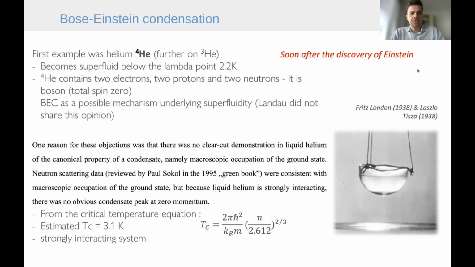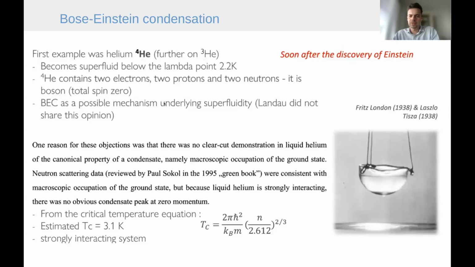The first example provided in experiments of Bose-Einstein condensation was helium, superfluid helium-4, and later also superfluid helium-3. Superfluid helium-4 becomes superfluid below the so-called lambda point at around 2 Kelvin. Because helium contains 2 electrons, 2 protons, and 2 neutrons, it is a boson, so it can undergo condensation. And it was suggested that Bose-Einstein condensate is a possible mechanism underlying superfluidity.